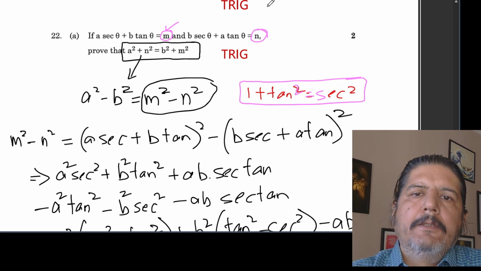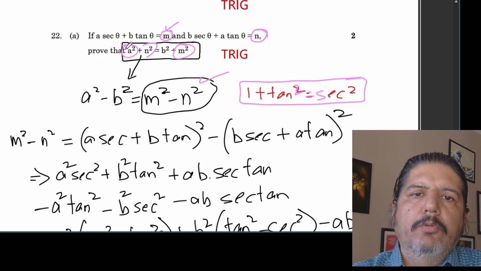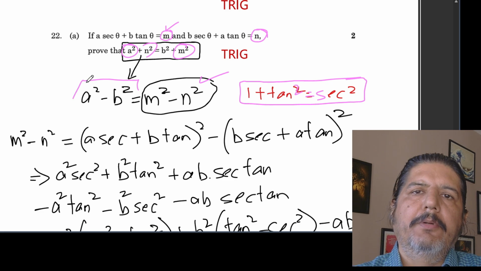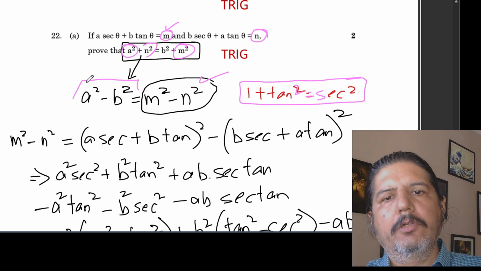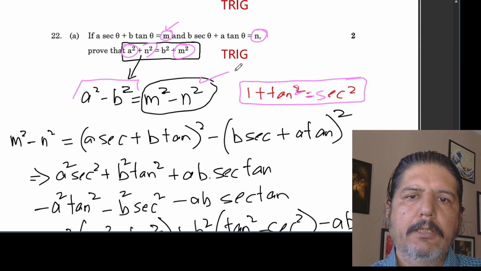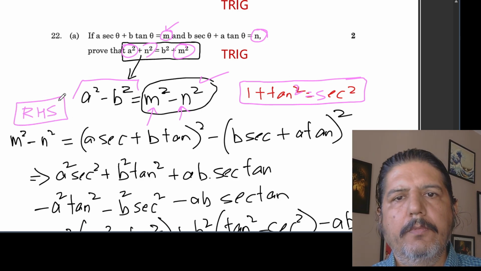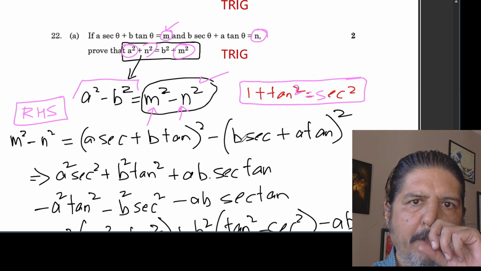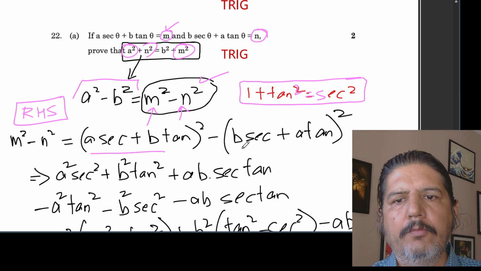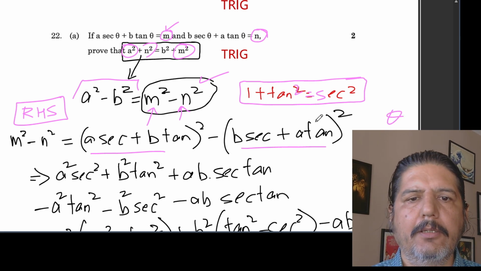So if you look at this, what I have done is m square minus n square would be equal to a square minus b square. So I have separated a square minus b square on one side and m and n on the other side. So what do I do? Then I substitute the value of m and n in the right hand side of the equation. So the value of m is a sec theta plus b tan theta whole square minus b sec theta plus a tan theta whole square. I have skipped the theta. You'll have to take care of that.